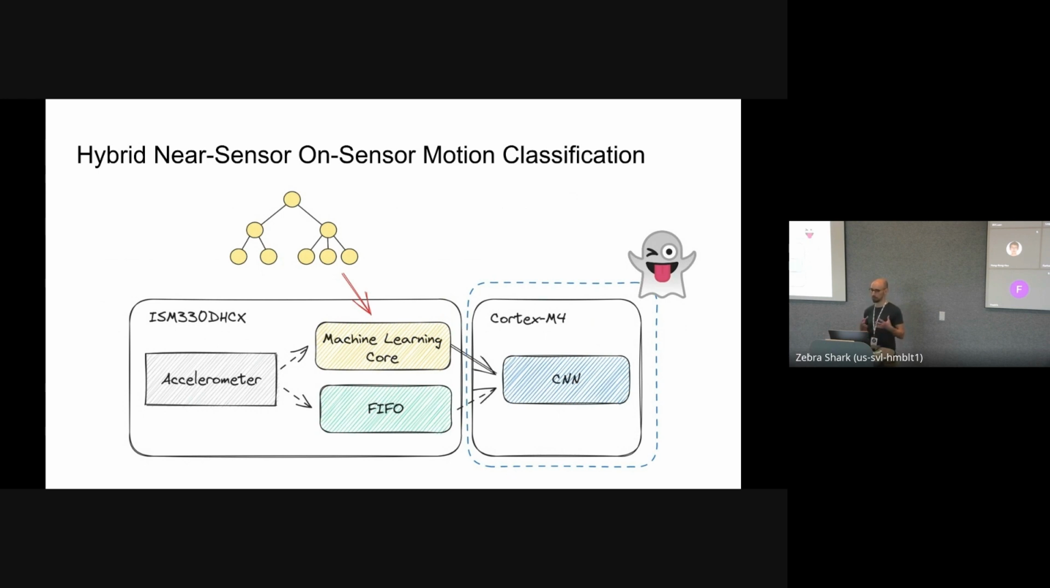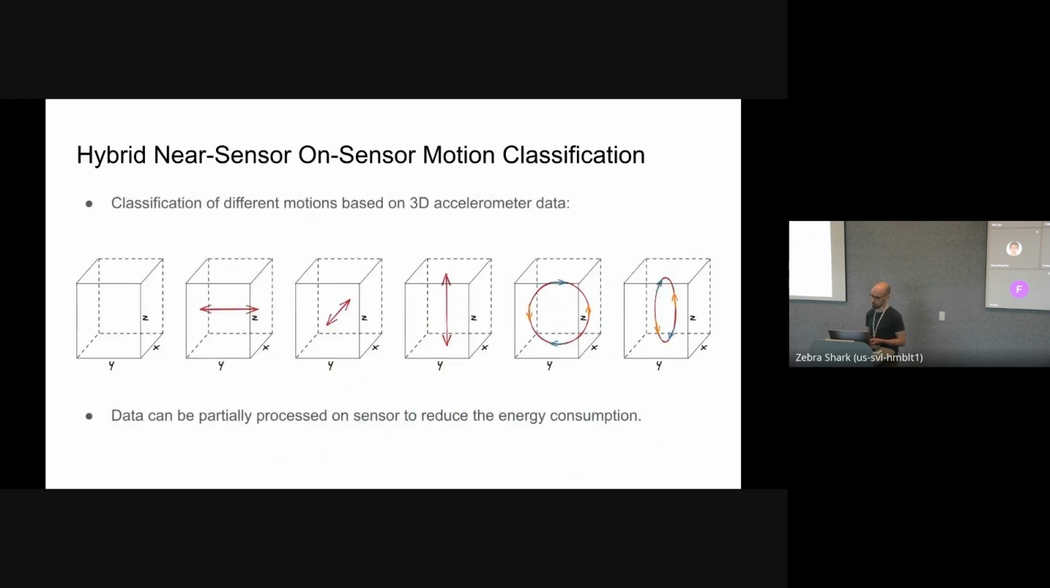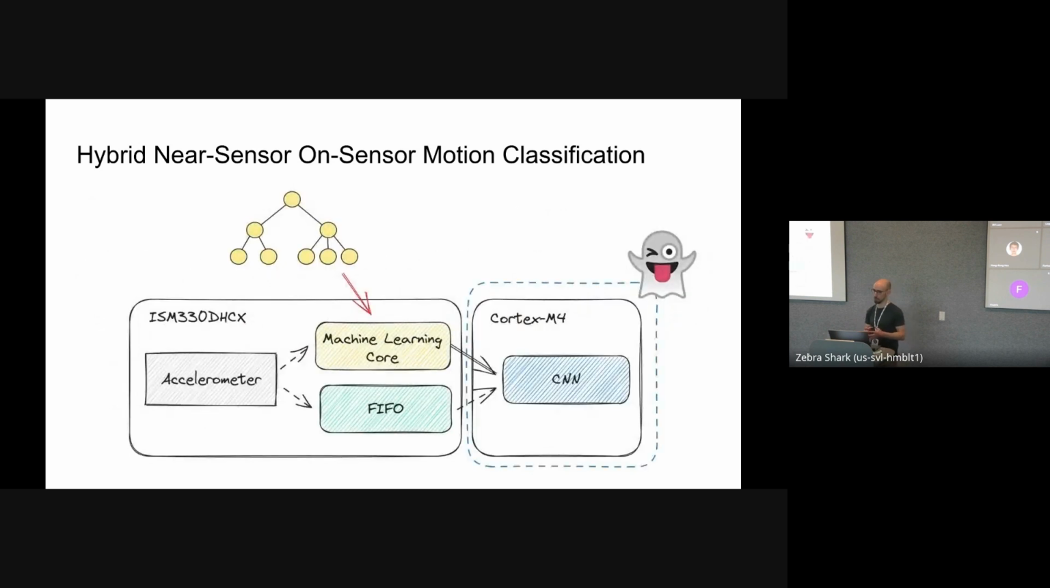And whenever the decision tree is not able to distinguish well enough between your motions, which is, for example, the case for the circular motions shown here, because it's not that easy to see if it's a clockwise or counterclockwise circle and in which plane it takes place, then the idea is to run a more advanced CNN, which is executed on the Cortex-M4. And this is done by TinyIREE, essentially. That is what we use TinyIREE for.